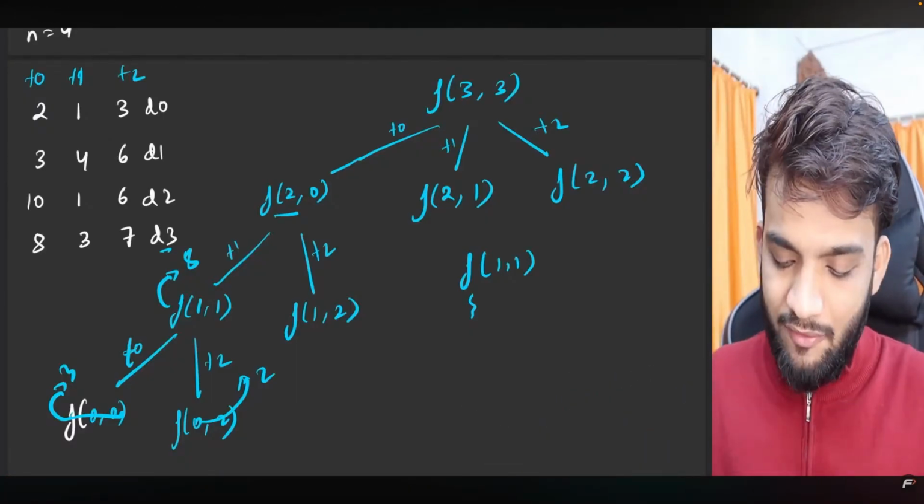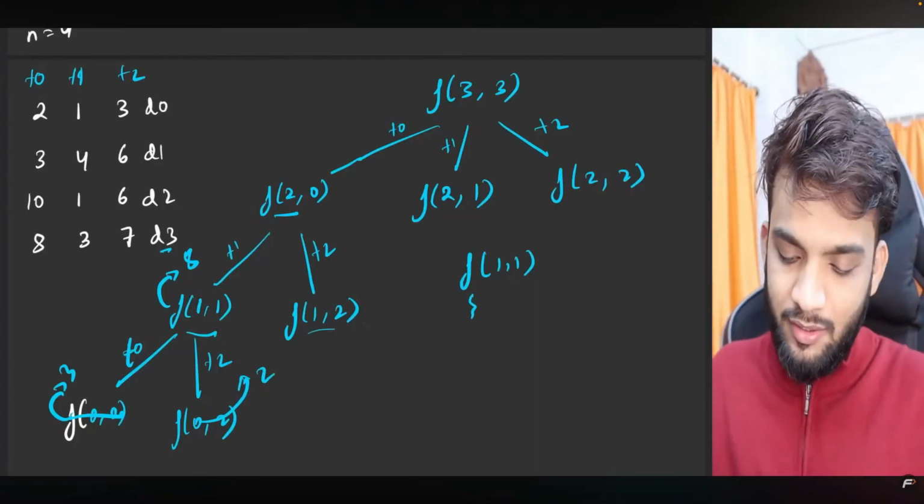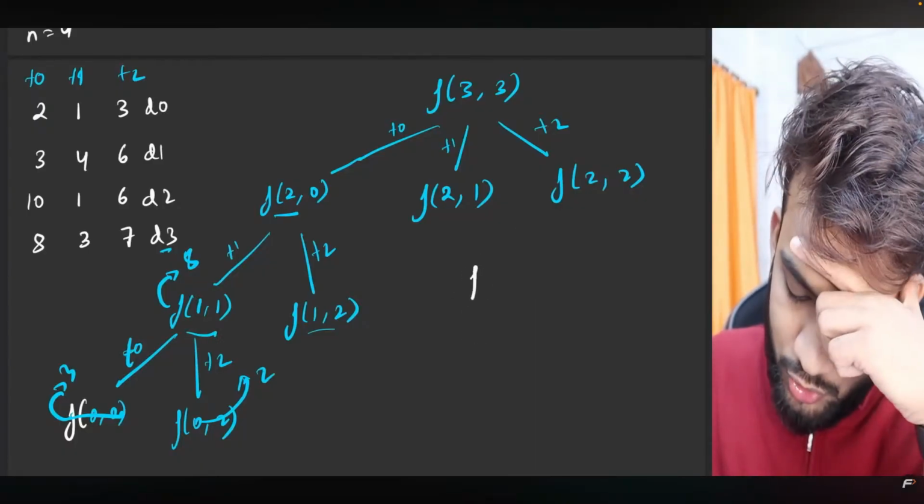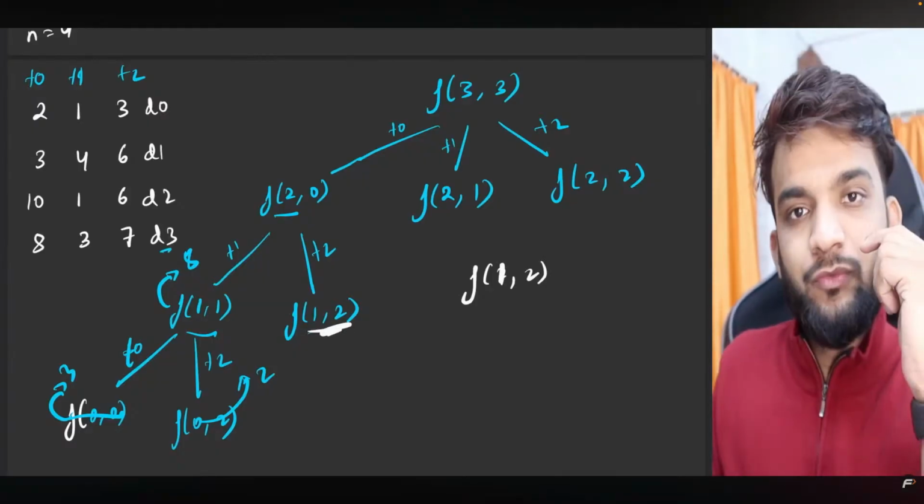f of 1, 1 is 8. Now we have f of 1, 2. So definitely f of 1, 1 is returning 8. So let's come back to the next solution, where you're at f of 1, 2. Whenever you're at f of 1, 2, what will happen?